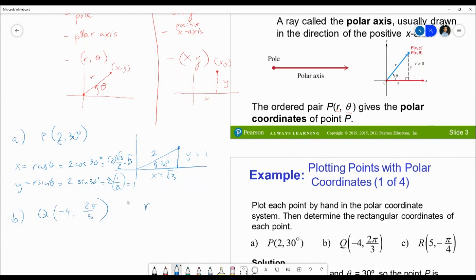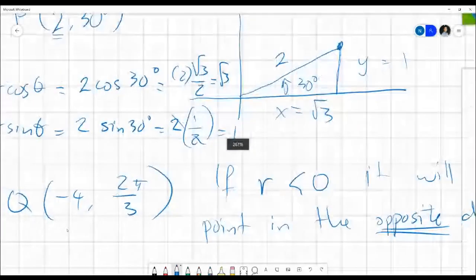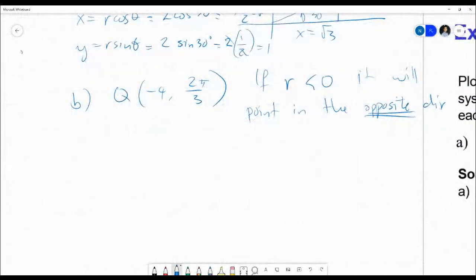So over here, if r is negative, it will point in the opposite direction. So let's draw (-4, 2π/3) normally. First I'm going to draw (4, 2π/3), so you can have an idea of what that looks like.